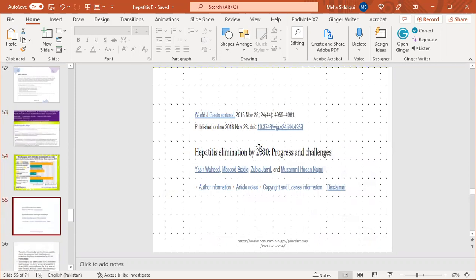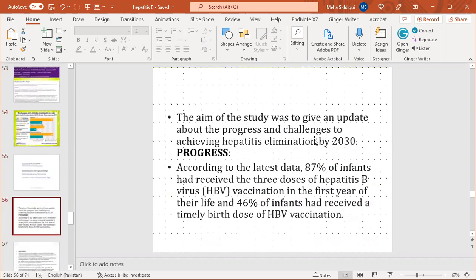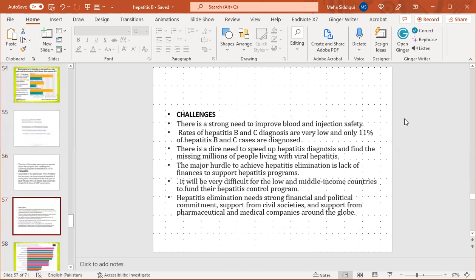This is another article on hepatitis elimination by 2030, progress and challenges. The aim of this study was to give an update about the progress and challenges to achieving hepatitis elimination by 2030. Progress is, according to the latest data, 87% of infants had received the 3 doses of hepatitis B virus vaccination in the first year of their life, and 46% of infants had received a timely birth dose of hepatitis B vaccination.